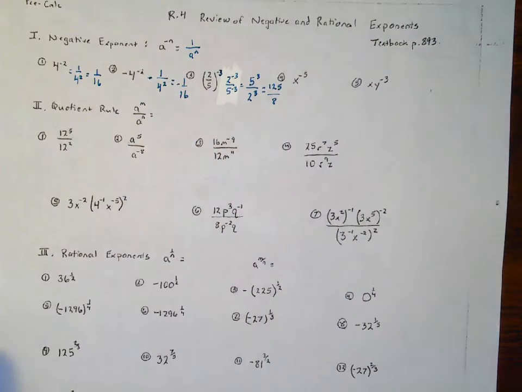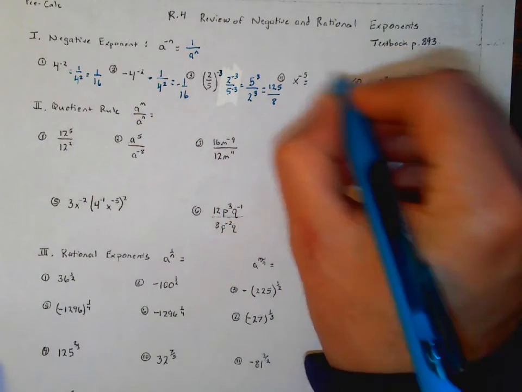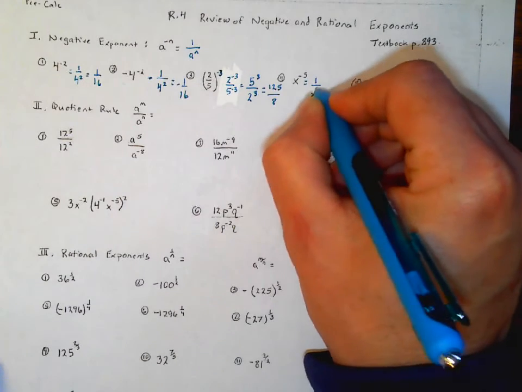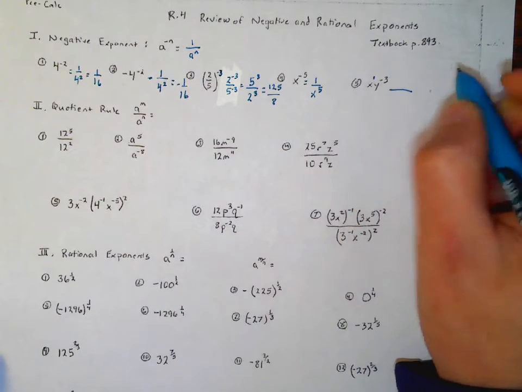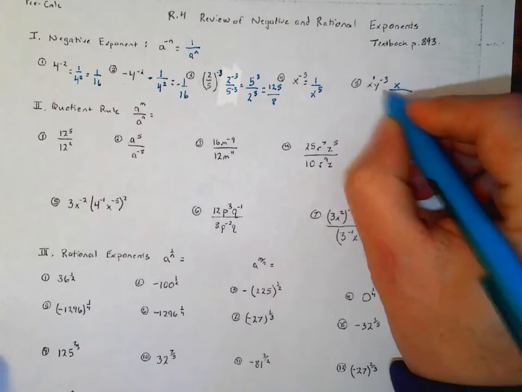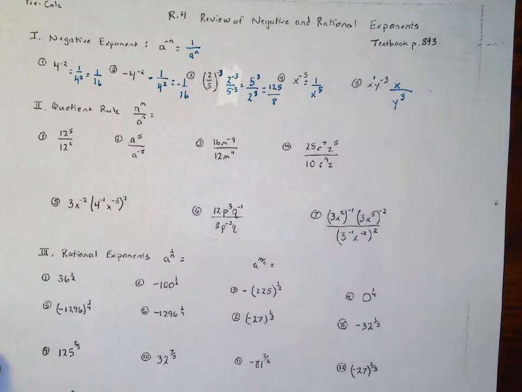Okay, do the same thing with variables. This would be 1 over x to the 5th. Okay, this one, the x is a 1. It's a positive exponent, so that stays. And then you'd have y to the 3rd, so it moves to the bottom to become positive.